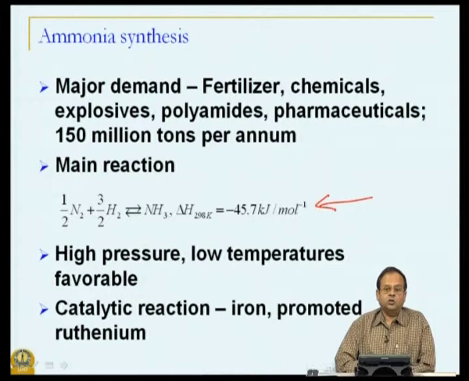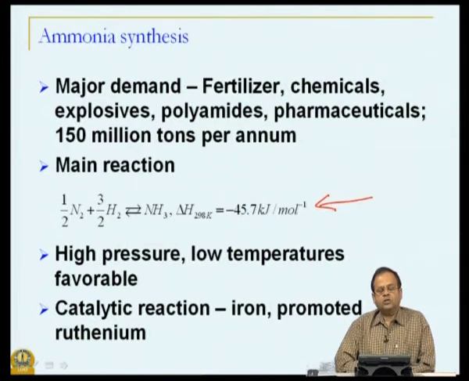Now, why do we need to synthesize ammonia? There is a tremendous demand for ammonia in fertilizers, chemicals, explosives, polyamides, pharmaceuticals and so on. And typical production sizes are about 150 million tons per annum worldwide, maybe slightly in excess, but that is the kind of numbers that we are looking at.